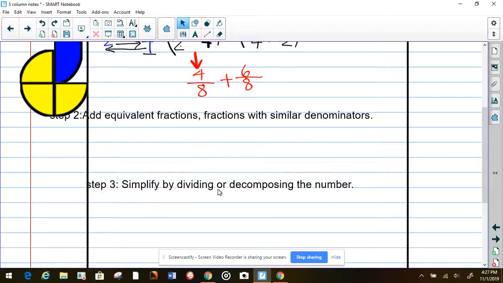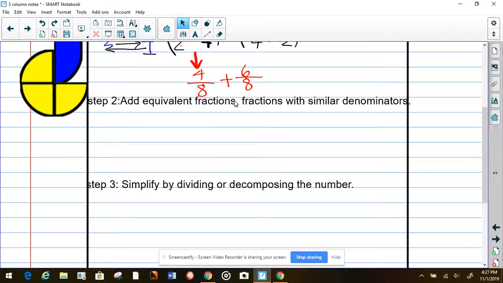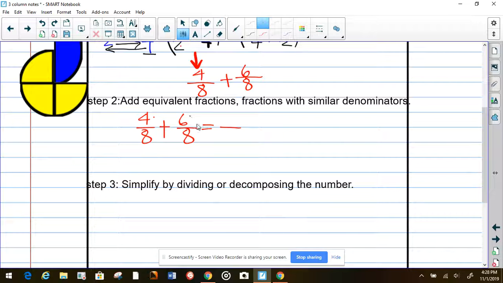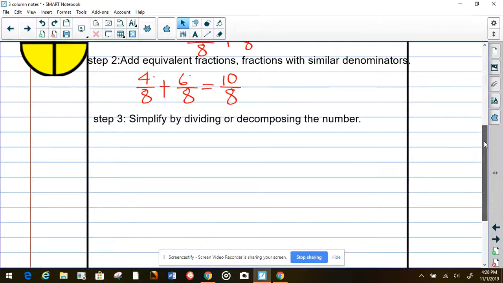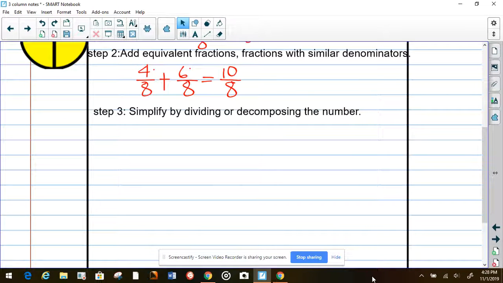So we're going to move this here, and our next step is going to be to add those fractions, right? So 4/8 plus 6/8 equals 4 plus 6 equals 10, and the denominator must be the same. Oh, look, we have to simplify this one. And how do you simplify? Let me show you the 2 ways in which we can simplify an answer.